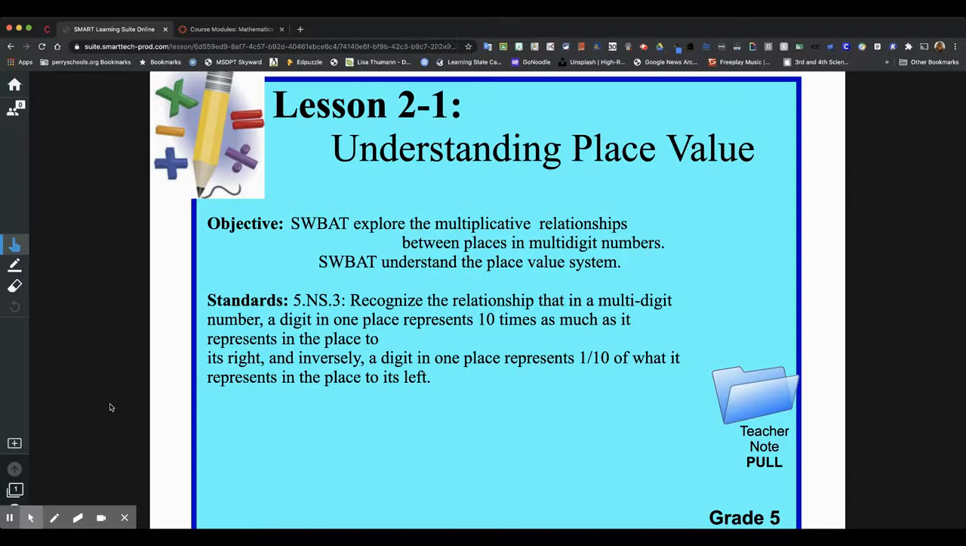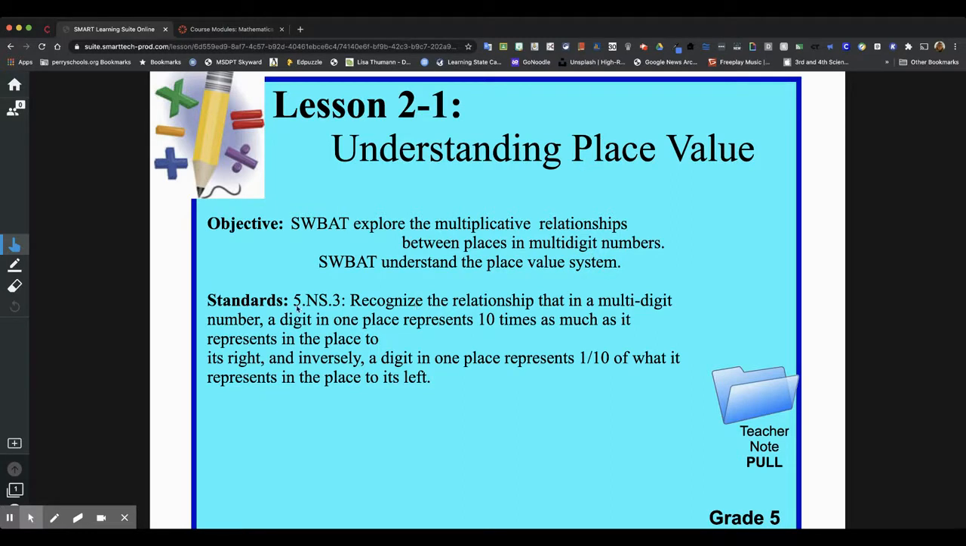Unit 2, Lesson 1, Understanding Place Value. New unit. Our objective for today is to explore the multiplicative relationships between places in multi-digit numbers, and also to understand the place value system. So we're dealing with multiplication and the relationships with multi-digit numbers and their place values.